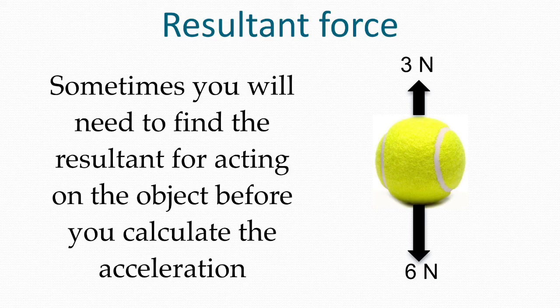Sometimes you'll need to find the resultant force acting on an object before you calculate the acceleration. For example, here we have a force of 3 newtons upwards and 6 newtons downwards, so the overall resultant force would be 3 newtons downwards.